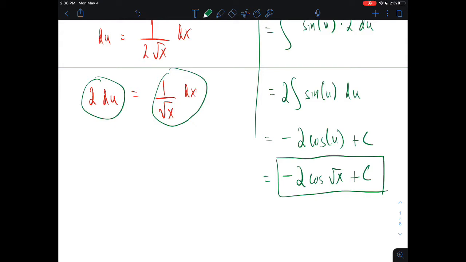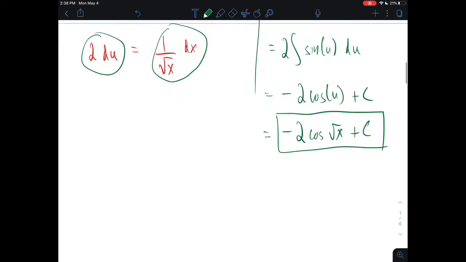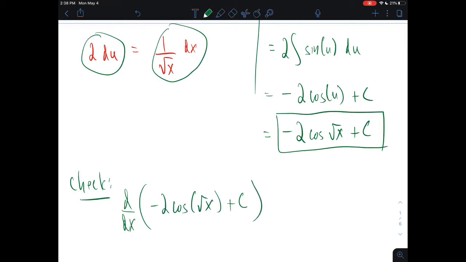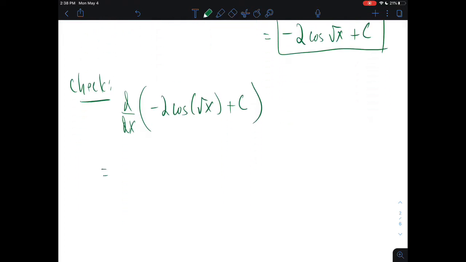And again, if you were to differentiate what we just boxed up as our answer here with respect to x, you'll see that we go back to where we began. So let's just do that. Let's check. The derivative with respect to x of negative 2 cosine of the square root of x plus c. We know what's going to happen to the c. The derivative of a constant with respect to x is just 0. So using our chain rule notation, we would have a negative 2 times a negative sine of the function that was on the inside, and then times the derivative with respect to x of that function that was on the inside.